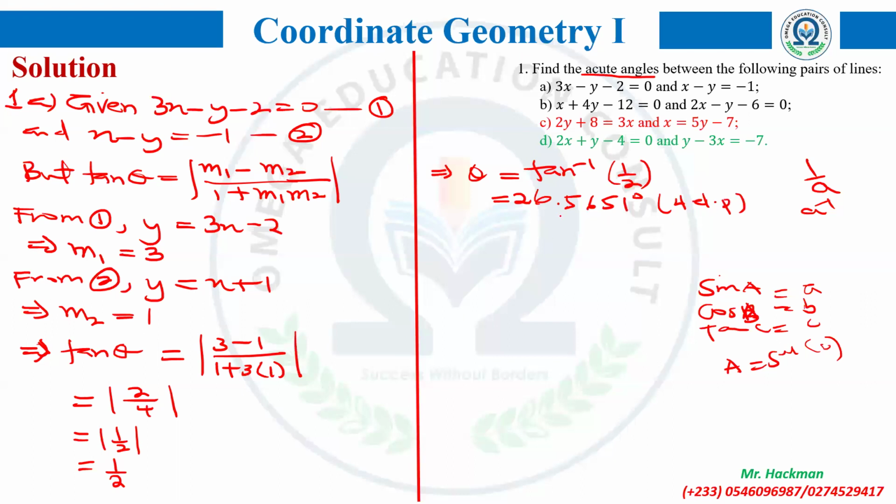Here there is no required approximation and no convenient approximation, so you can conclude with the 4 dp, only that you cannot conclude with theta. Therefore you were not asked to find theta, you were asked to find the acute angle. So you can write the acute angle equals 26.5651 degrees. It's not necessary to write the 4 dp here because you've already stated that it's 4 dp.